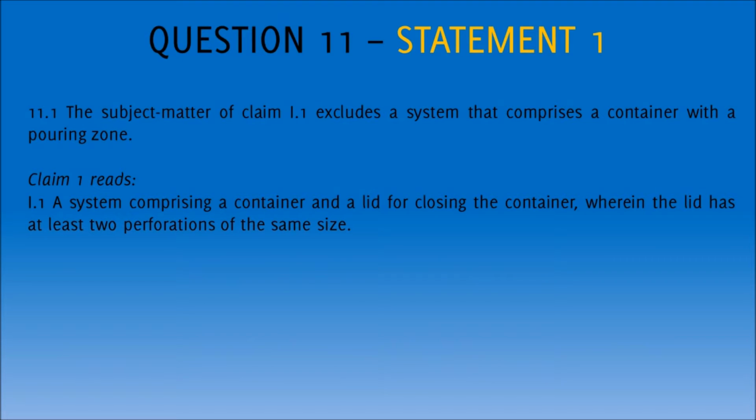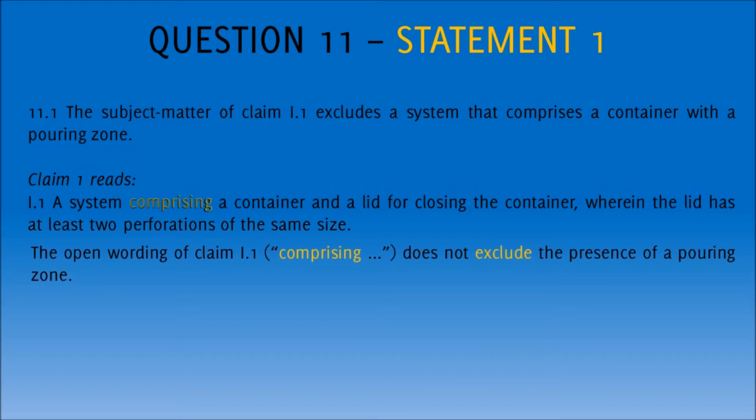Let's have a look at the first statement of question 11. It reads, the subject matter of claim 1.1 excludes a system that comprises a container with a pouring zone. And I have also written down claim 1 for you, which reads, a system comprising a container and a lid for closing the container, wherein the lid has at least 2 perforations of the same size.